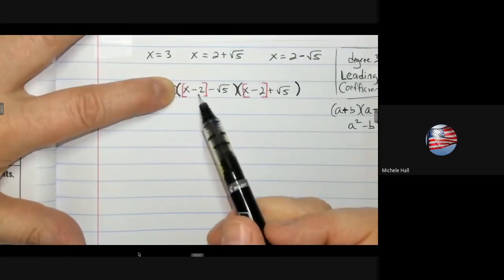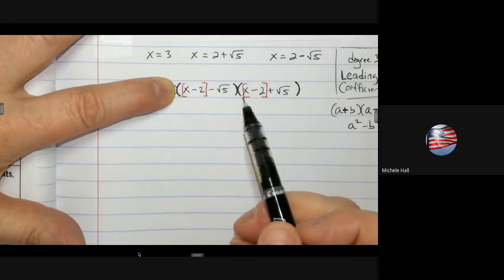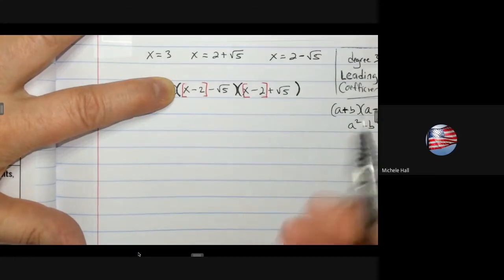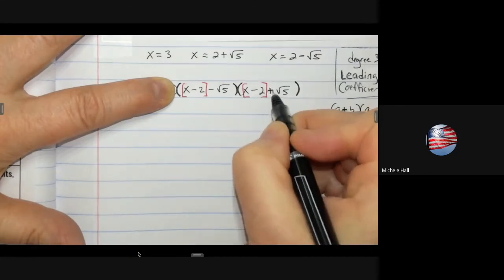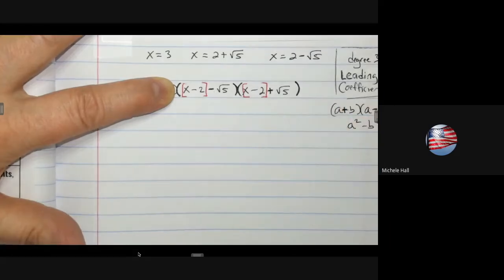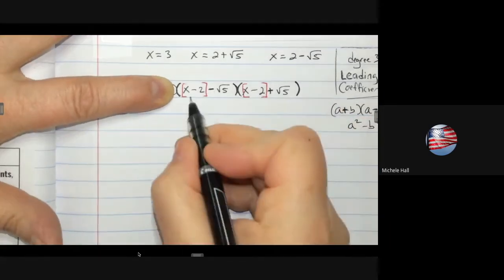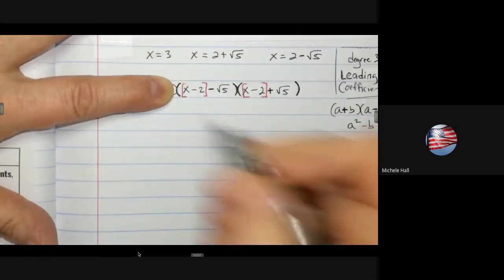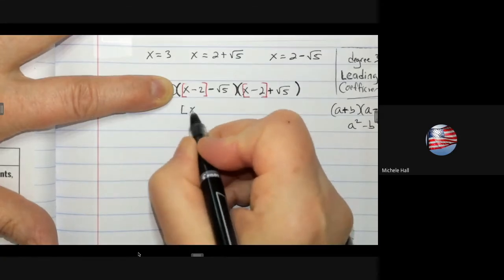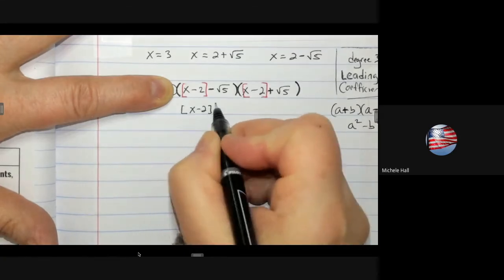We have our a term is x minus 2, and our b term is the square root of 5. And then we have a plus and minus. All right, so we have x minus 2 times x minus 2. That's going to be x minus 2 squared.